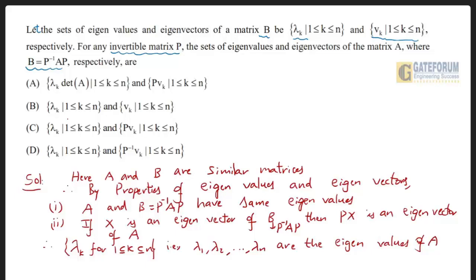So in all the last 3 options we have lambda k, but P into X, where I denoted the eigenvector by X. Here the eigenvector of the matrix B is denoted by Vk. So the corresponding eigenvector of the matrix A is P into Vk, because if X is an eigenvector of B, then P into X, and in place of X, he has given Vk. Okay.